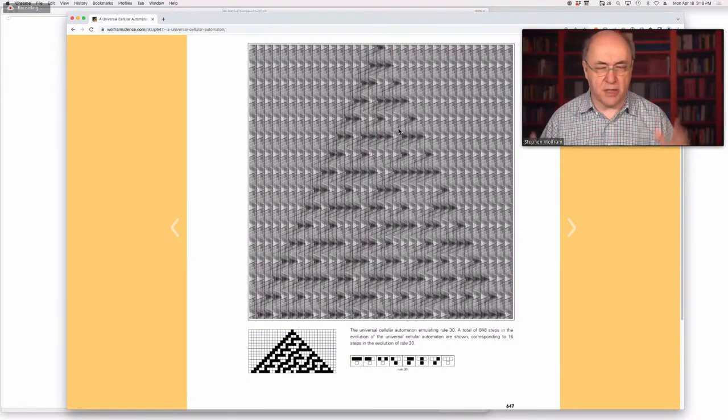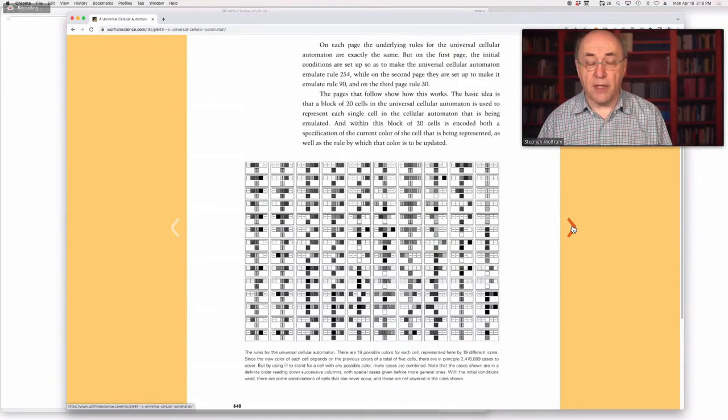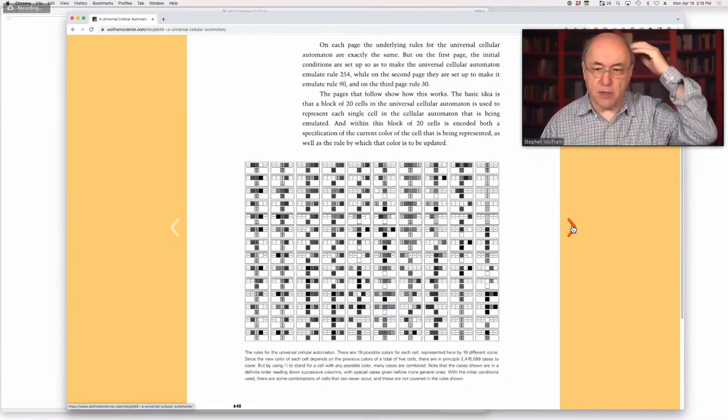People should use this in textbooks about computation theory. I don't know whether they have in these intervening years, but it's a very clear example of how you get a fixed piece of underlying system, a fixed sort of hardware, but yet by changing the initial conditions, you can reprogram it to do different things. These are the rules, the fixed set of rules for the underlying cellular automaton that's being used in these cases.